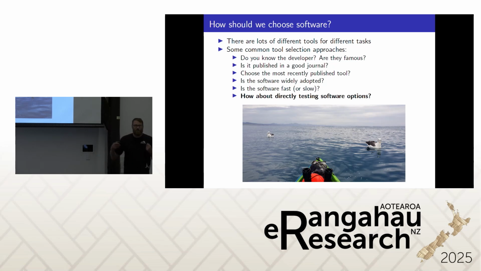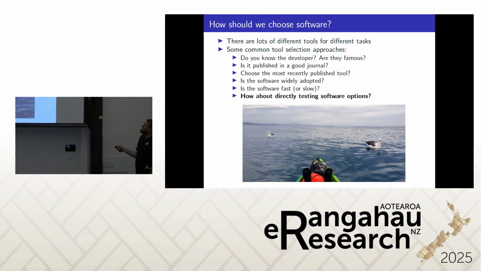So when you survey researchers, they'll often come back with, well, the developer worked down the corridor from me, I know them, they're great to have a beer with, so I'm going to use their software tool. They might be quite famous as well, so lots of citations, quite senior. The tool was published in a really good journal, Nature Methods, for example, so therefore we're going to use that. Other people will just choose the most recently published tool. So it was in Bioinformatics last week, therefore that must be the best one.